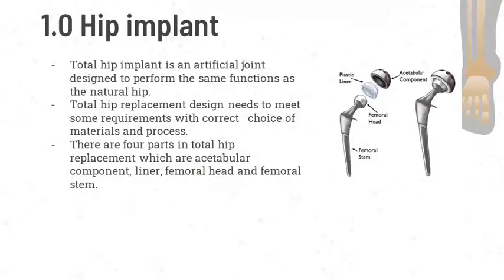Total hip implant is an artificial joint designed to perform the same function as the natural hip. Total hip replacement design needs to meet some requirements with the correct choice of materials and process. There are four parts in total hip replacement, which are the acetabular component, liner, femoral head and femoral stem.